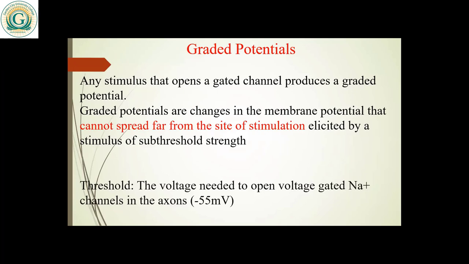That is graded potential. Since it's not able to reach the threshold, it doesn't move to the axon, and therefore it dies out in the dendrites and then the cell body. That is graded potential.